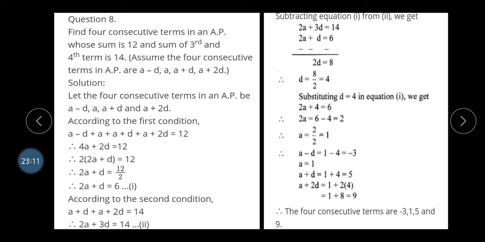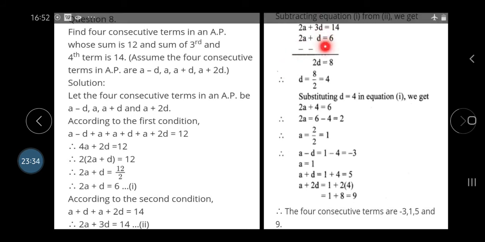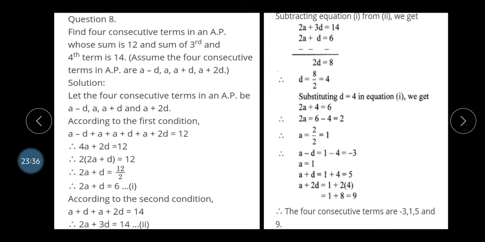Now you can see here 2A and here also 2A. So we will be subtracting the equations. Subtracting equation 1 from equation 2, we get 2A plus 3D equal to 14 minus 2A plus D equal to 6. So the sign changes over here. So 2A and 2A get cancelled. 3D minus D, we get 2D. 14 minus 6, we get 8.